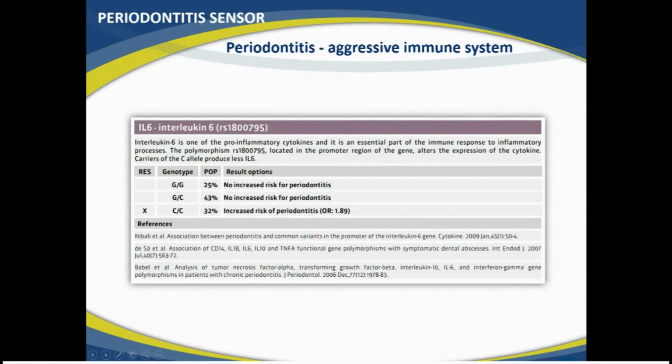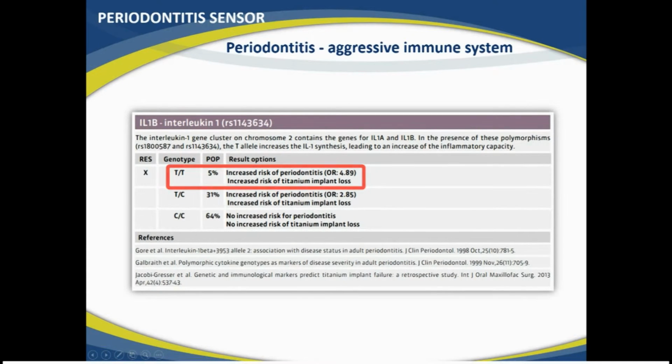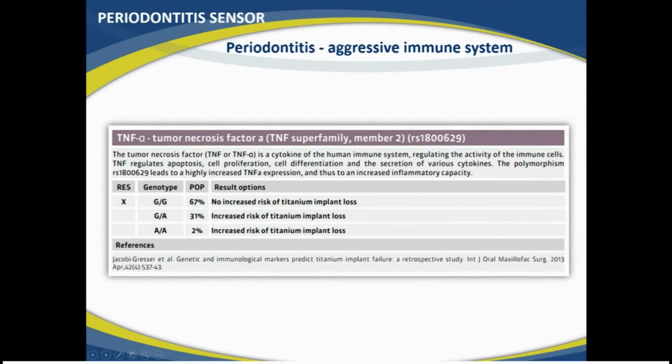This is the next gene. So 32% have an increased risk, odds ratio of 1.89. Again, if you don't know what an odds ratio is, the training on simple disease risk statistics is going to explain it to you. And so on, that's the IL-1A, 10% would have a 1.73 increased risk and a 5-fold risk. And this is just for titanium implant loss, which is another training. So I'll skip over this.